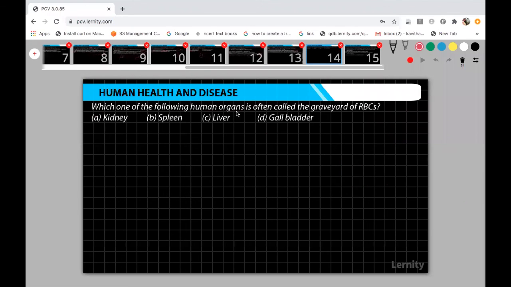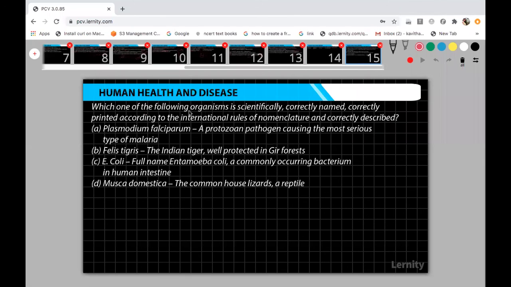Which one of the following human organs is called the graveyard of RBCs? This is a direct question. You know, spleen. Spleen is the graveyard of RBCs because RBCs, after their lifespan, will go and be destroyed in the spleen. Which one of the following organisms is scientifically correctly named, correctly printed according to the international rules of nomenclature and correctly described? Plasmodium falciparum, a protozoan pathogen causing the most serious type of malaria. Yes, correct.